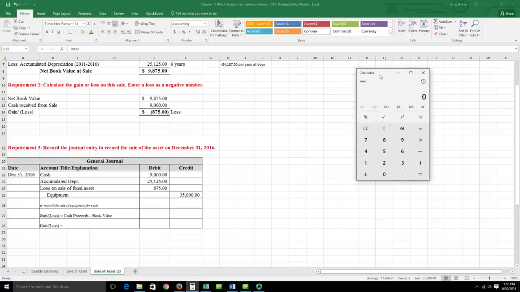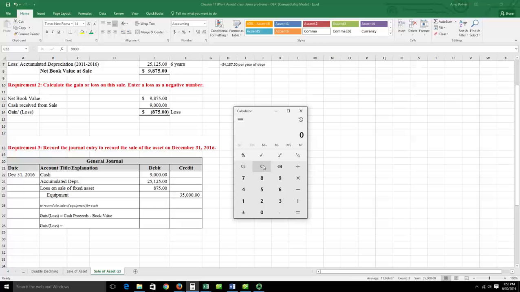So let me just do that real quick and make sure my journal entry is in balance. 9,000 plus 25,125 plus 875 gives me $35,000. So I've got $35,000 with debits, $35,000 with credits. So my journal entry is in balance. If you're not in balance, you've done something wrong. You cannot record a journal entry that does not have an equal dollar amount of debits and equal dollar amount of credits, or it's going to throw your accounting equation out of balance.